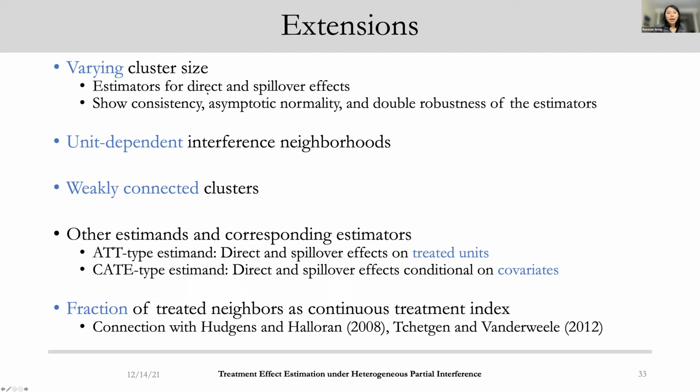And the fourth extension is that we consider some other estimands that are analogous to ATT and CATE, and we provide the estimators for this estimand. The last one is analogous to the alpha allocation strategy, where the size of the clusters are large, such as a village as a cluster. In this case, we can instead use the fraction of the treated neighbors, and then the fraction can be viewed as the continuous treatment index. So for this case, we could generalize our estimator to allow for the continuous treatment index, and we could show that our asymptotic results continue to hold in this case.